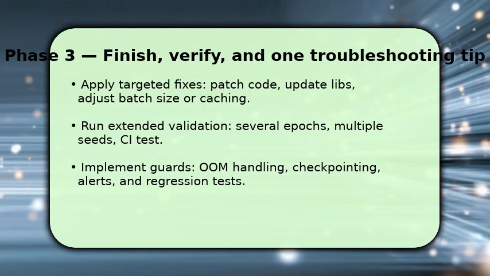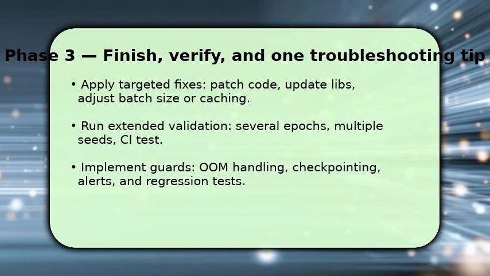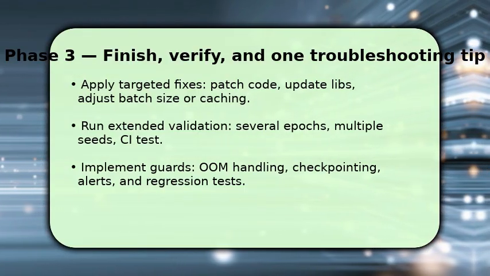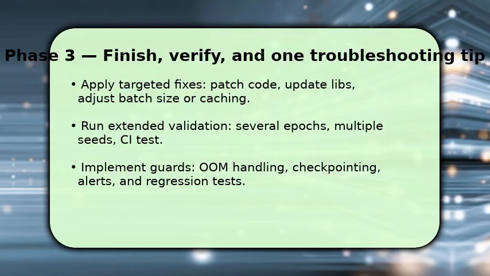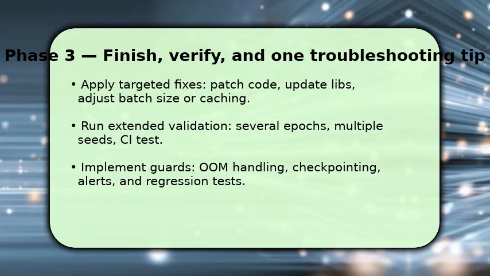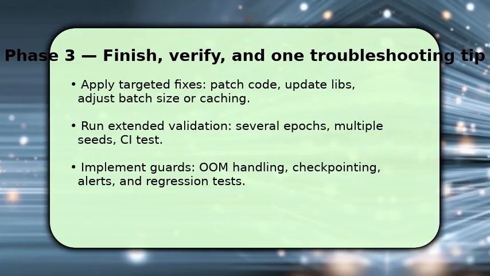You finish by applying the targeted fix and proving stability. Patch the specific bug, upgrade or pin libraries, or reduce batch size and change caching behavior. Once patched, validate with longer runs, multiple seeds, and a CI test to ensure the crash is gone, not masked.